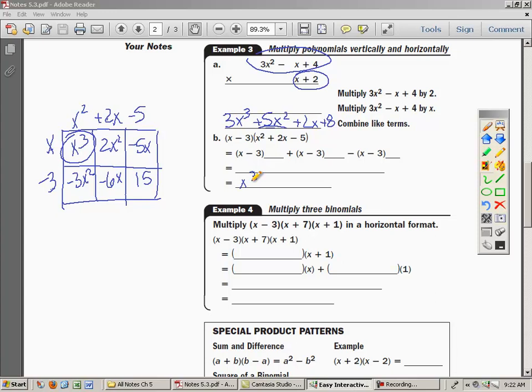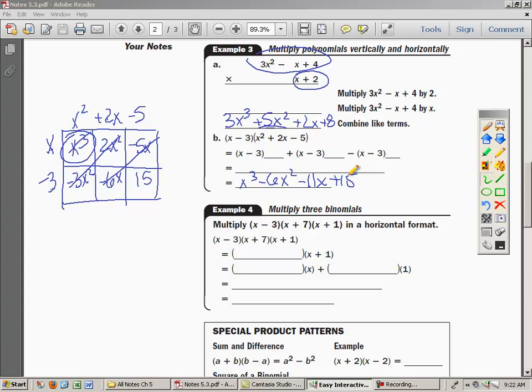This is x cubed. Cross it off. Negative 3x squared plus 2x squared is negative x squared. Negative 6x and negative 5x becomes negative 11x. Cross them off. And you still have your plus 15 on the end. That saves you a lot of time and trouble of trying to distribute and keep track of all of that stuff, which is potentially a little bit confusing.